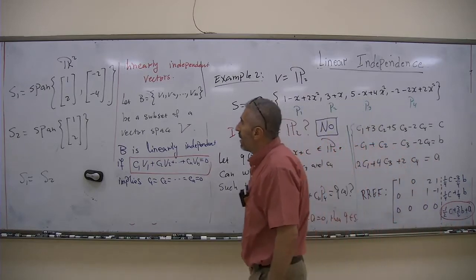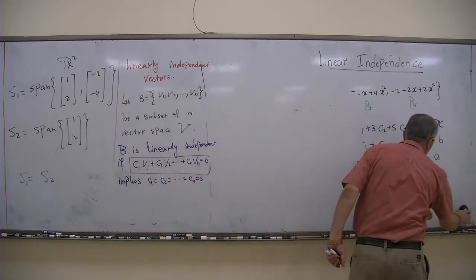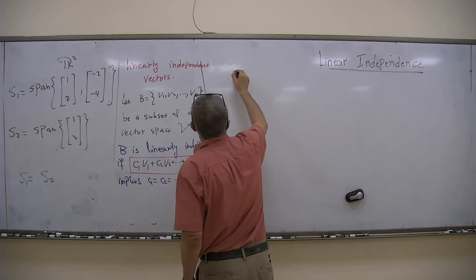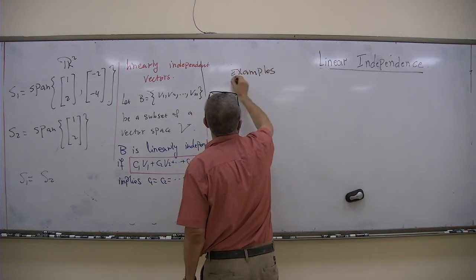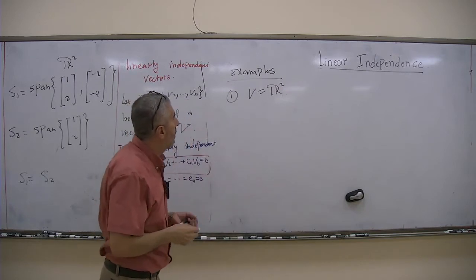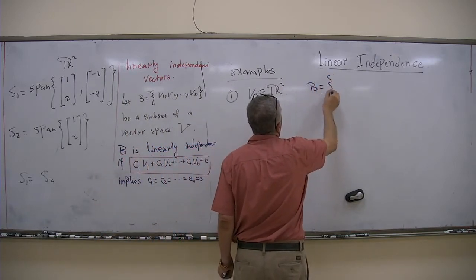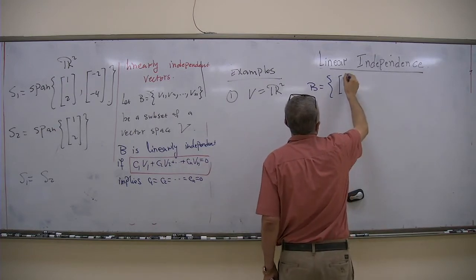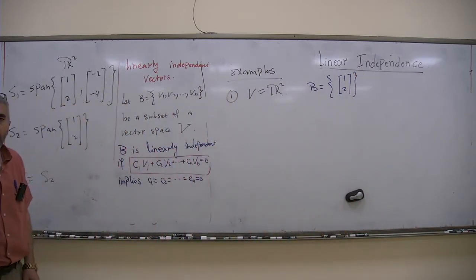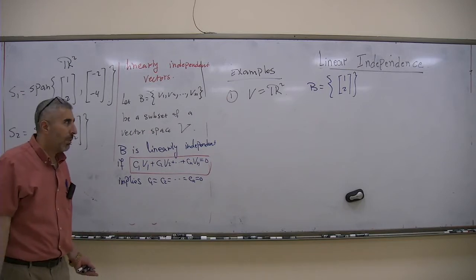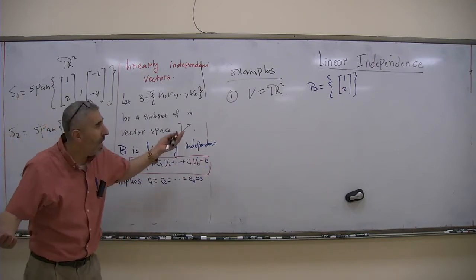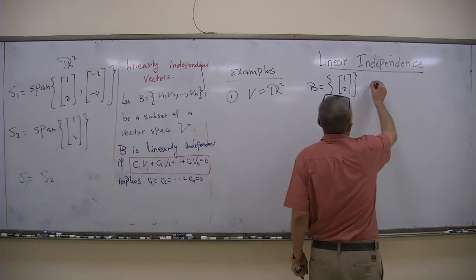All right, so let's take some examples here. And as usual, I'm going to start by giving you easy examples. One, V is R2. My set, B, is just one vector. Is B linearly independent? Think about it. Or think about this equation. If you multiply C1 V1, and you get 0, what does it mean? It means C1 has to be 0. So yes, obviously this is linearly independent. So B is a linearly independent set.